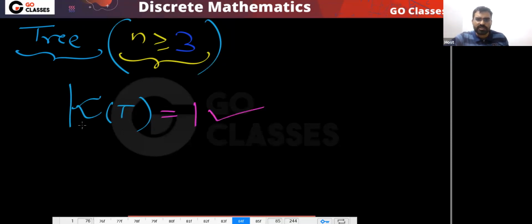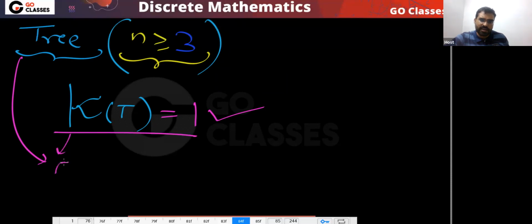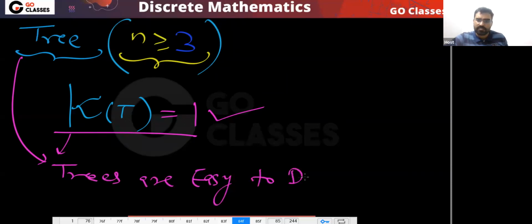So you can notice that trees are easy to disconnect, very easy to disconnect. Now let's see the complete graph. What about this K4 complete graph?